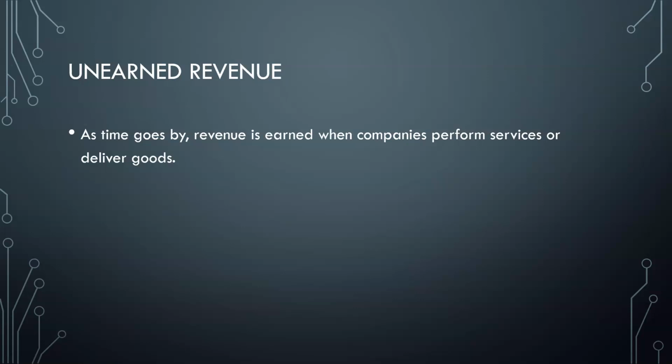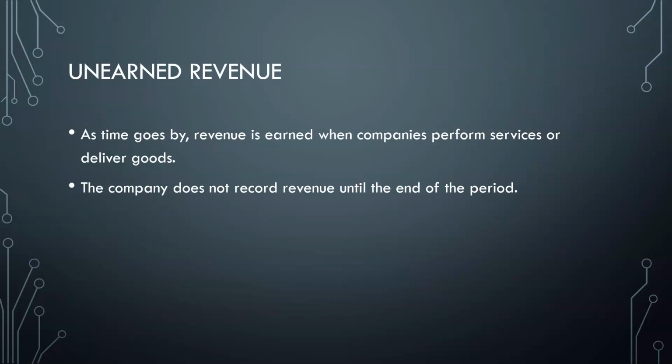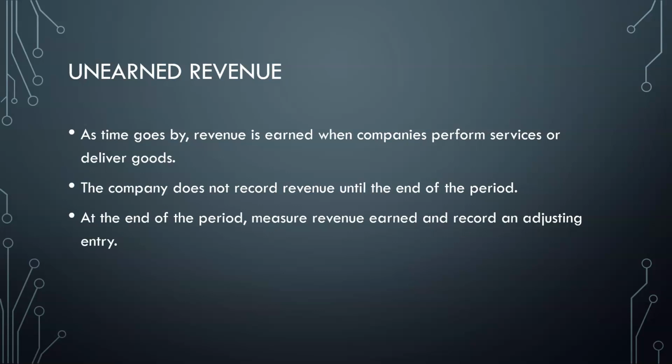In some cases, the companies will recognize their revenue as it's earned, but in a lot of cases, the company does not record revenue until the end of the period when they are ready to prepare their financial statements. This is true of a lot of things that expire as time passes. So if the company is providing a service, every month they provide the service, but they don't need to recognize their revenue until it's time to prepare financial statements. At the end of the period, the company will measure how much revenue they have earned and then record an adjusting entry to recognize that revenue.